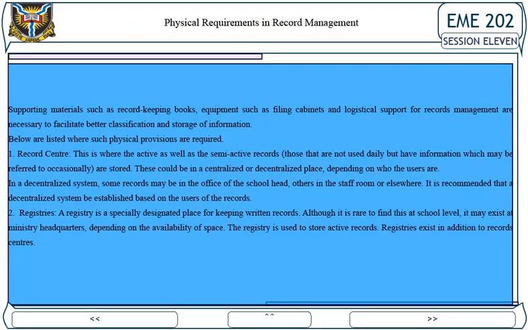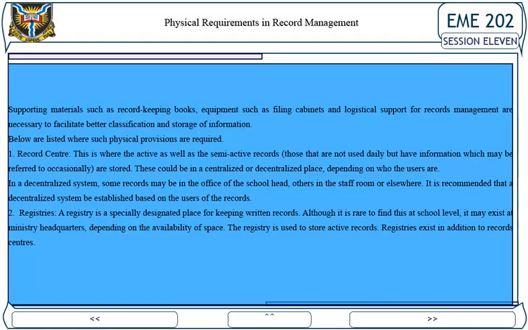Physical requirements in records management. Supporting materials such as record keeping books, equipment such as filing cabinets, and logistical support for records management are necessary to facilitate better classification and storage of information. Below are listed where such physical provisions are required.